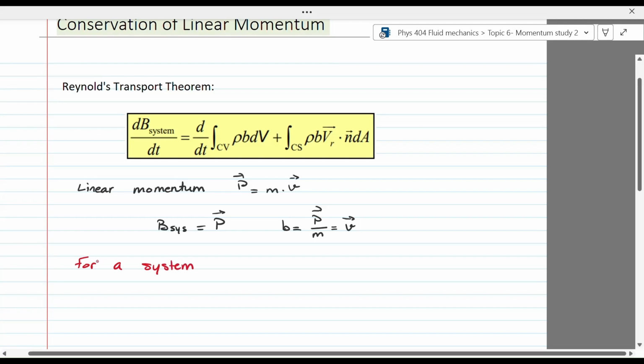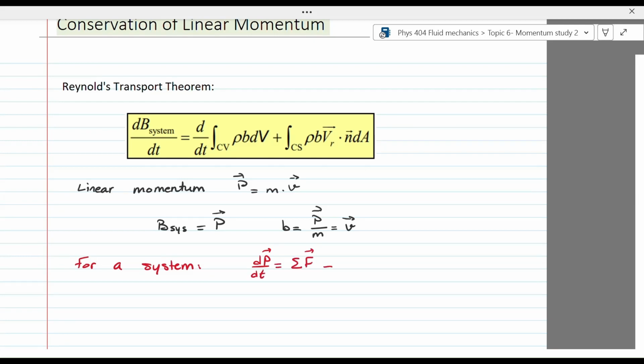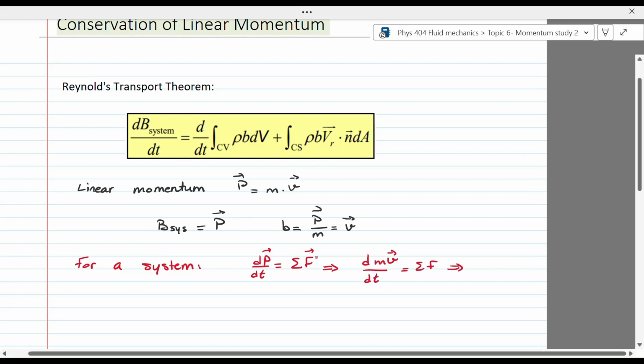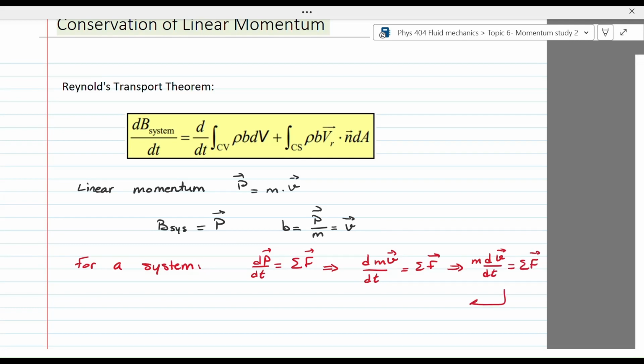For a system, we know that the conservation law for linear momentum tells us that dP by dt is equal to the sum of forces acting on our system. We can write this as d(mV) by dt. And knowing that the mass does not change with time, we can take it outside as a constant, and we end up with this equation, which is Newton's second law itself.